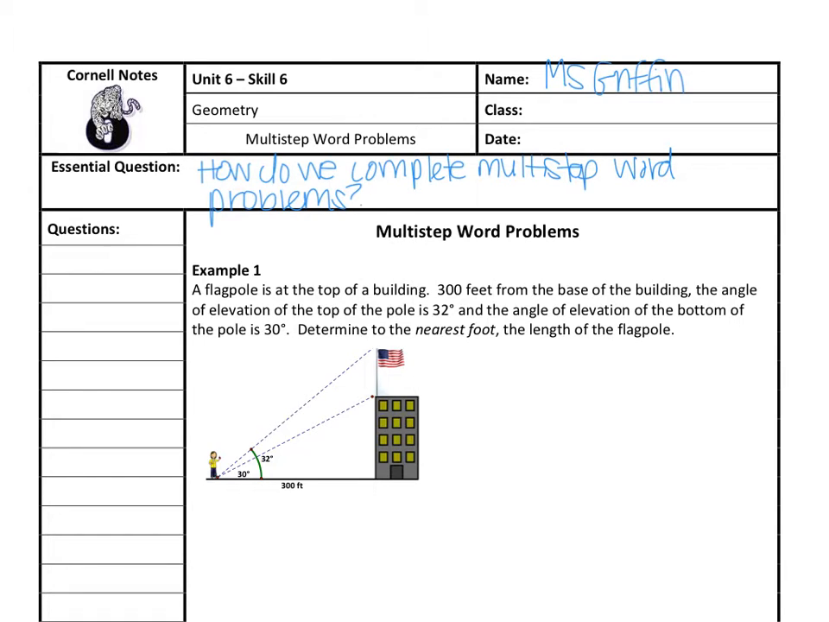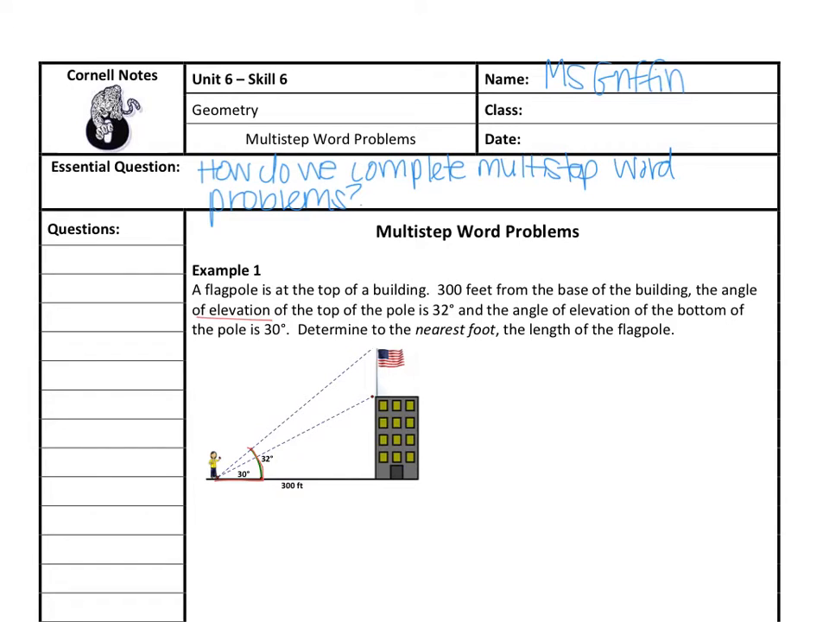Boom. So our first example, we have this flagpole at the top of a building. You can clearly see that in the picture. It's 300 feet from the base of the building. The angle of elevation to the top of the pole is 32 degrees. So remember, angle of elevation means to look out and up. So we look out and up to the top of the flagpole, and it's 32 degrees.